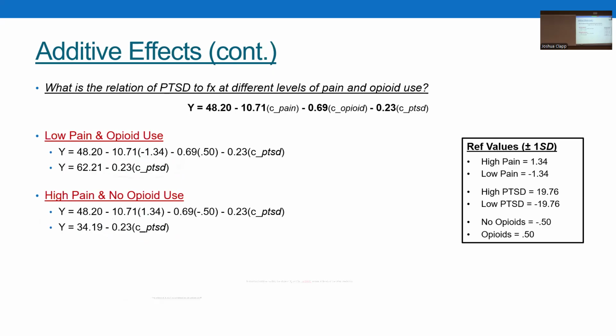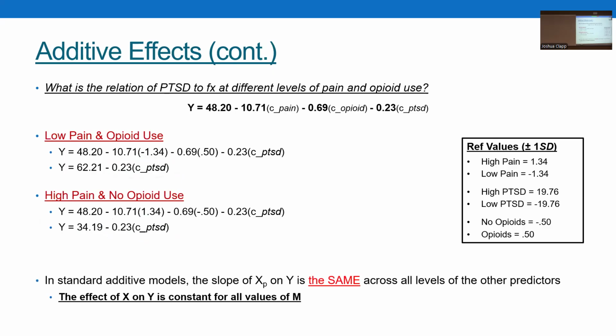It doesn't, right? And what happens in my standard additive model, the effect of x on y, so my individual coefficients are going to be the same across all other levels of predictors, right? So the effect of x on y is going to be constant. In this model, the effect of x on y is going to be constant for all levels of my other variables, okay? So this is when we're interpreting our standard additive regression models, okay?